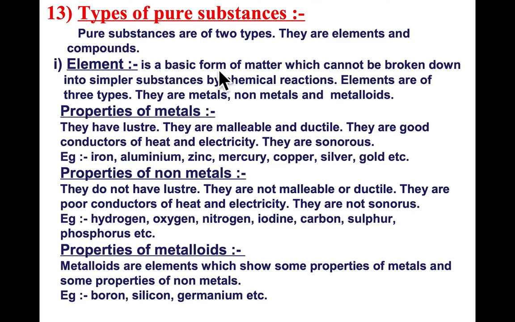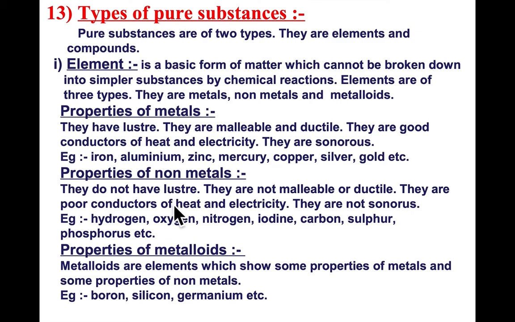Element is a basic form of matter which cannot be broken down into simpler substances by chemical reactions. Elements are of three types: metals, non-metals and metalloids. And all of you are familiar with metals. You know that they are lustrous, malleable, ductile, good conductors of heat and electricity. They are sonorous. For example, iron, aluminium, zinc, mercury, copper, silver, gold, etc.